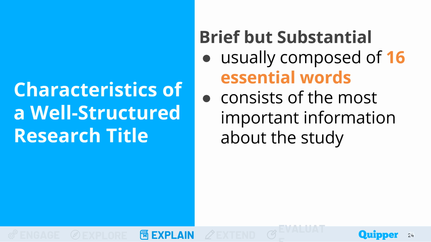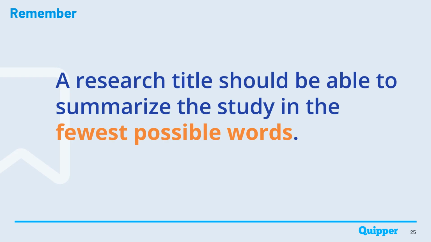Brief but substantial. Usually composed of 16 essential words, it consists of the most important information about the study. So you have to be straightforward and direct, and include only the variables of your research and your research respondents, as these are the things that you studied in your research and they already capture the whole research that you conducted. A research title should be able to summarize the study in the fewest possible words. So, as much as possible, the title should be short and concise.